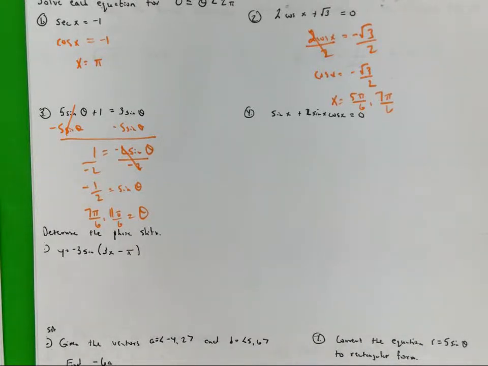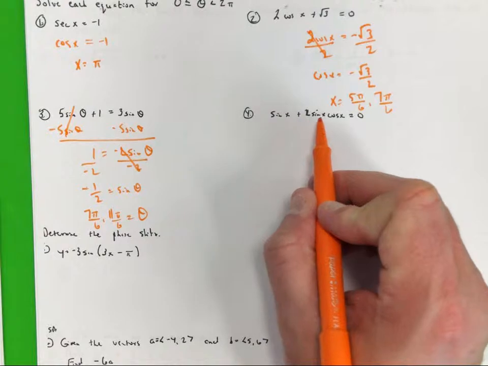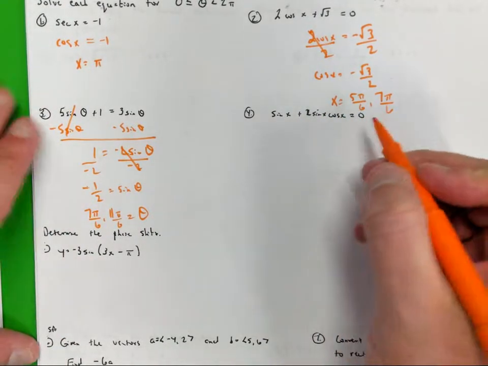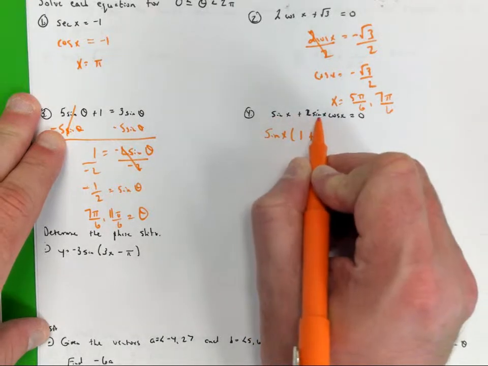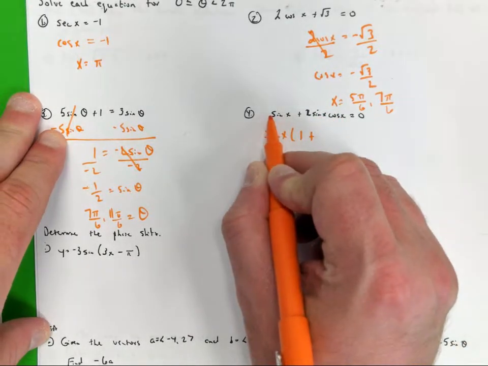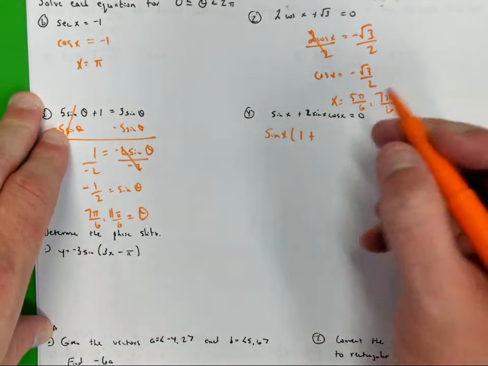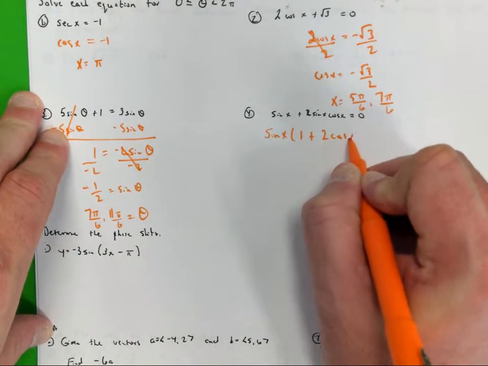Number 4, what strategy would you use here? Sine x plus 2 sine x cosine x equals 0. Factoring, because you can't combine those, can you? So I'm going to factor that. You couldn't combine the 2 sines because you got a cosine here, and that's not like terms. You see that?